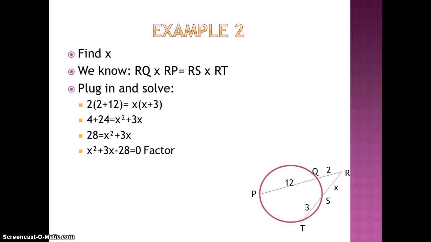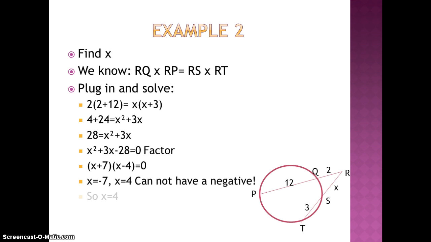Now we're going to move the 28 over, and we're going to have to factor. So we get X plus 7 and X minus 4. Solve for X for both of those. We get X equals negative 7 and X equals positive 4. But we can't have a negative. So we have X equals 4.